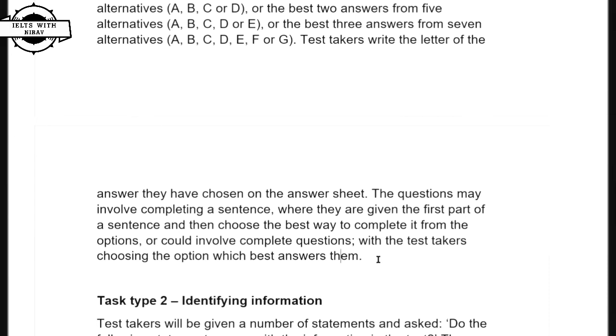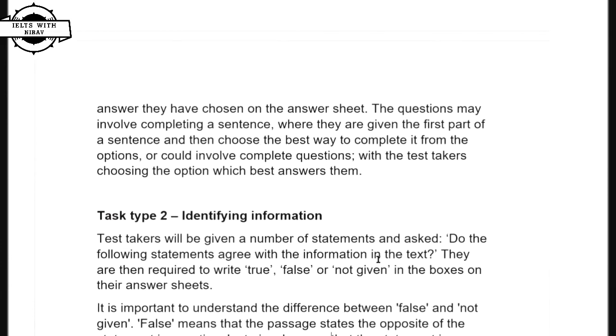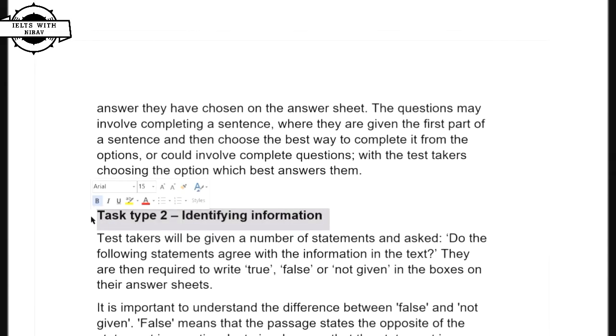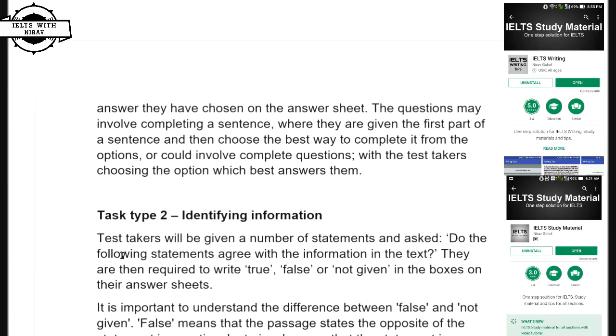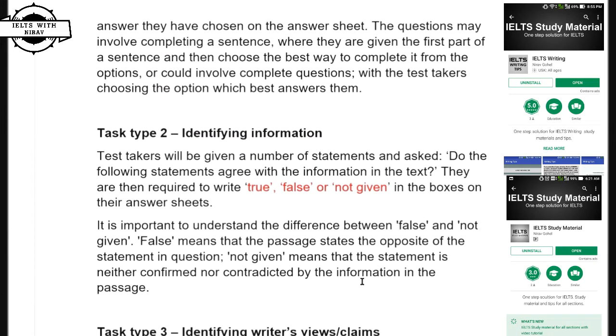Now we are moving to the second type of question in the IELTS reading examination, which is identifying information. Test takers will be given a number of statements and asked, do the following statements agree with the given information in the text? In simple language, it is true, false, not given. Most students are familiar with these three words. The strategy remains the same. You have to differentiate between false and not given.